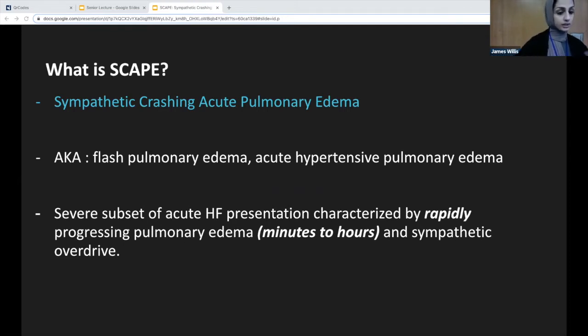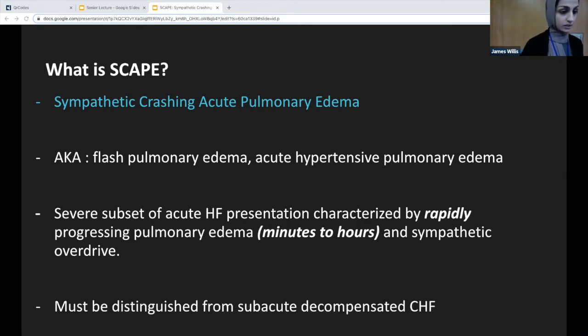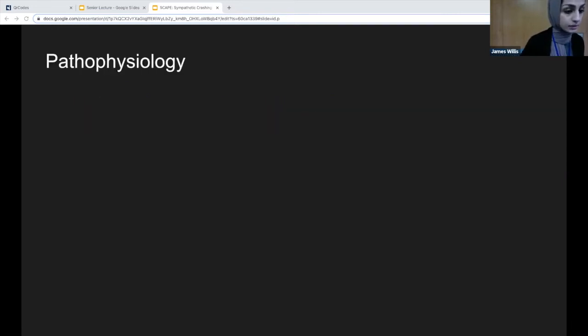I think it's important to conceptualize acute heart failure as a spectrum of disease, where on one end you have patients with mild decompensated CHF, and on the other end of the spectrum you have patients with this rapid progression of pulmonary edema with severe hypertension. So part of this talk is going to be distinguishing those two entities. So let's talk about pathophysiology.